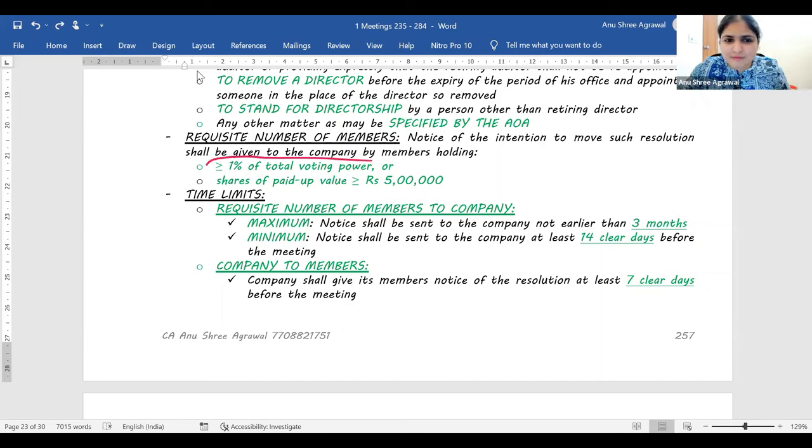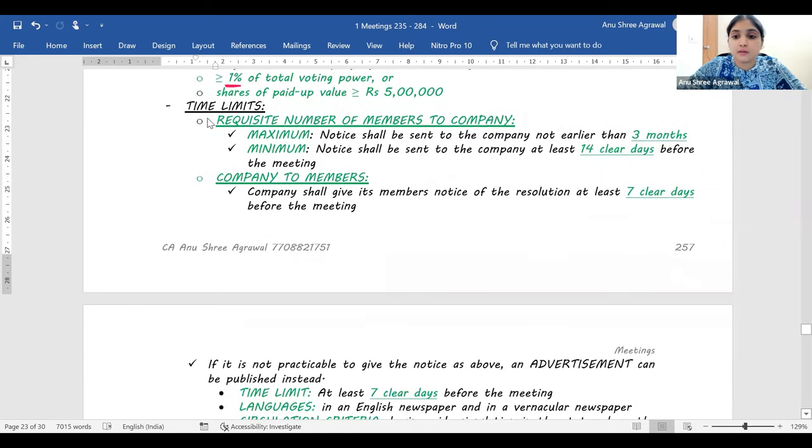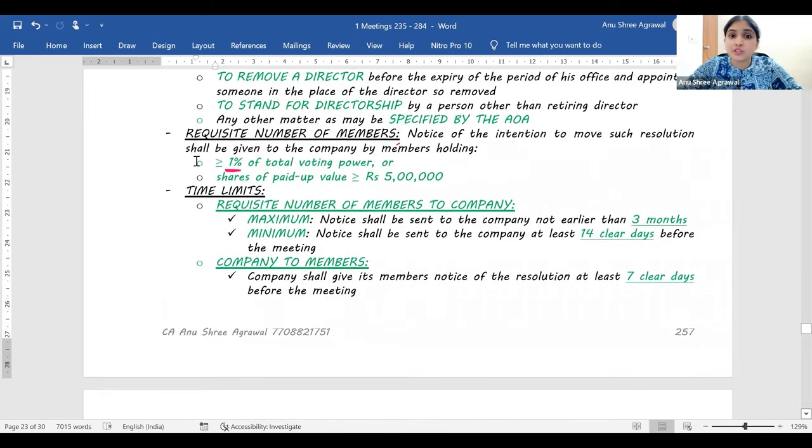Tell me something very similar. Where did you see something very similar, with only one small difference? Poll, who can demand a poll? Shareholders holding at least 10% of the shares of the company or paid up value at least 5 lakhs. What is the only difference? There 10%, here 1%. Okay, then when should they send the notice to the company?